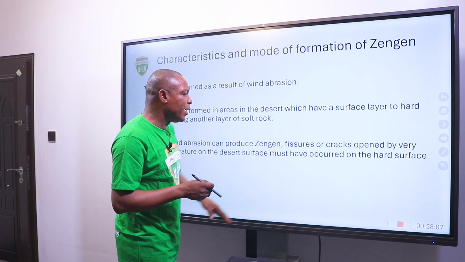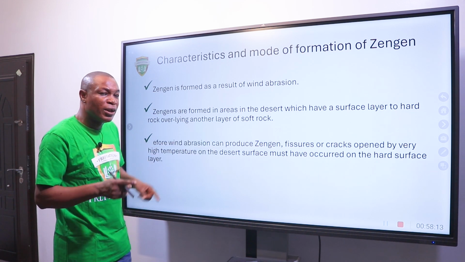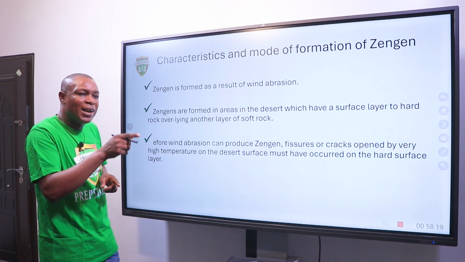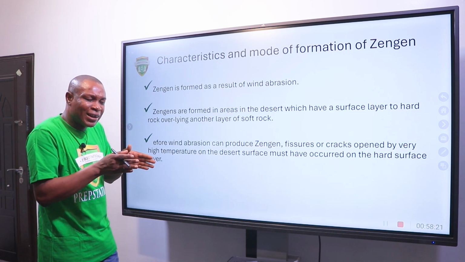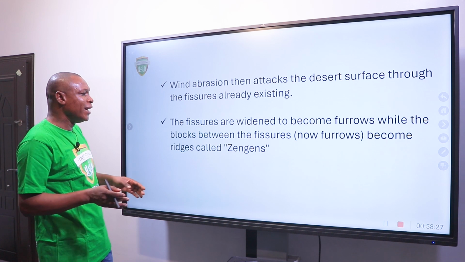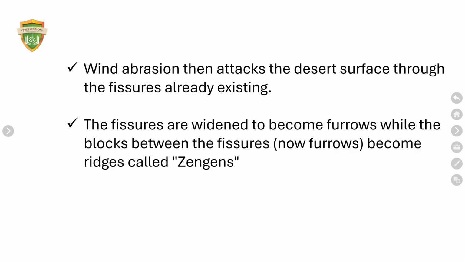Fissures or cracks opened by the very high temperature on the desert surface must have occurred. For this to take place, there will be fissures or cracks in the land mass, and then wind will blow on that land mass, expanding the cracks further, causing the fissures to be widened. So wind abrasion then attacks the desert surface through the fissures already existing. The fissures are then widened to become furrows, while the rocks between the fissures become ridges called zeugen.